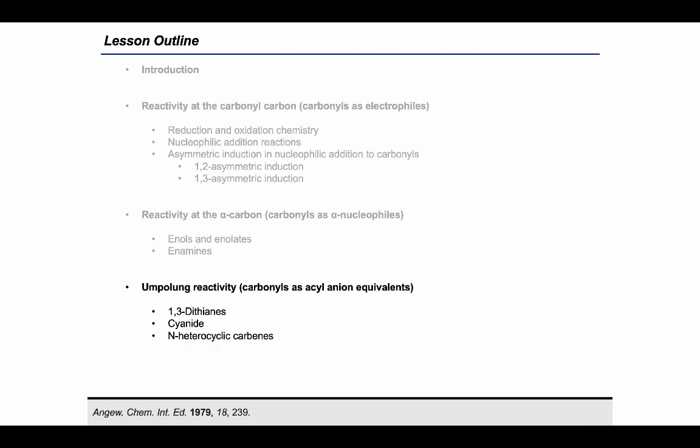We'll now look at the third and final key reactivity mode of carbonyl groups, and that is Umpolung reactivity at the carbonyl carbon. Umpolung is a German word meaning polarity reversal, and its use in chemistry was introduced by Dieter Seebach and E.J. Corey to refer to synthetic strategies involving the reversal of typical or expected reactivity at a given functional group.